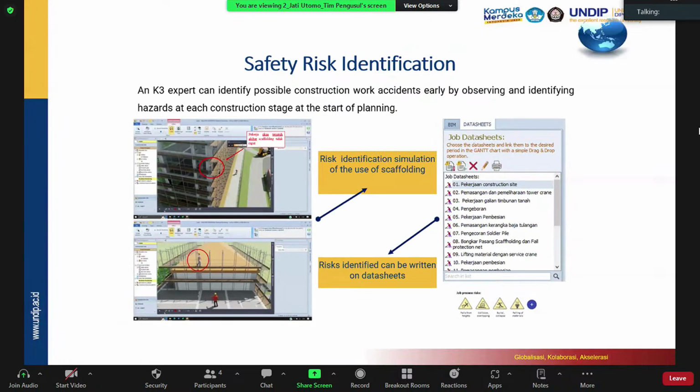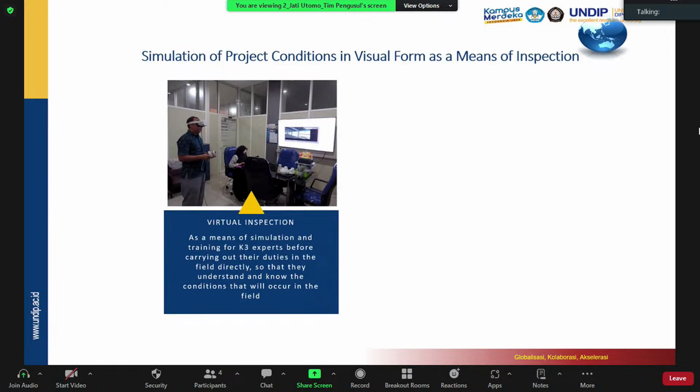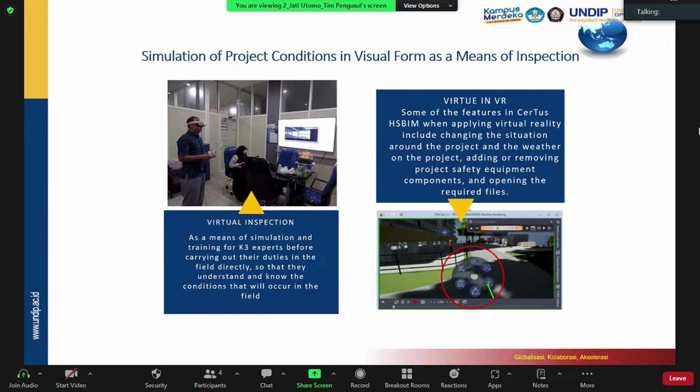So this is another example where we can identify the element which is critical or having risk to the project, and we can make a list of that. This is the picture of me doing virtual inspection of a project.